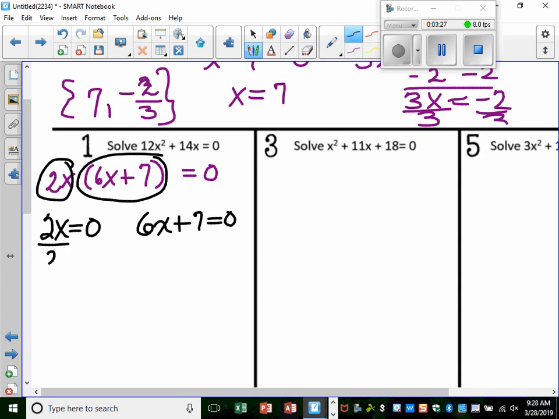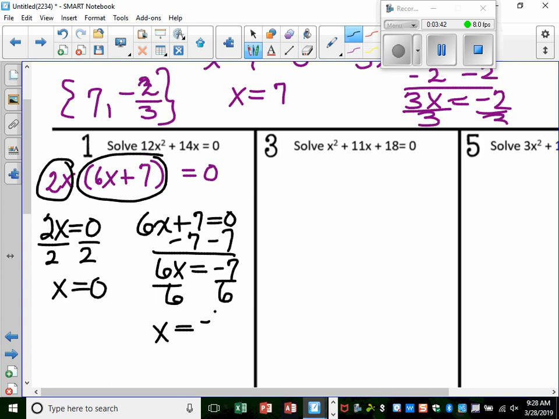So when I divide by 2, x equals 0 for that one. That means the x-intercept is 0. And I'm going to subtract 7 and divide by 6. Then I put it in my little set brackets, and it doesn't matter which one you write first because these are not coordinates. Okay, so this is called solving quadratics, because remember, solving or getting a solution is the same thing as getting your x-intercept. We're just doing it in a different method.